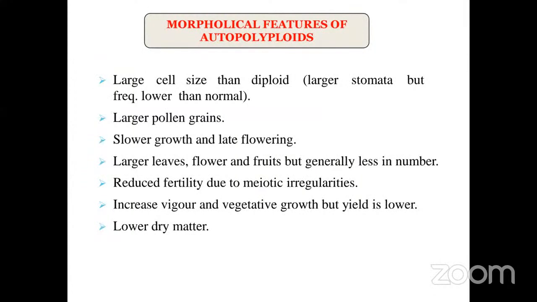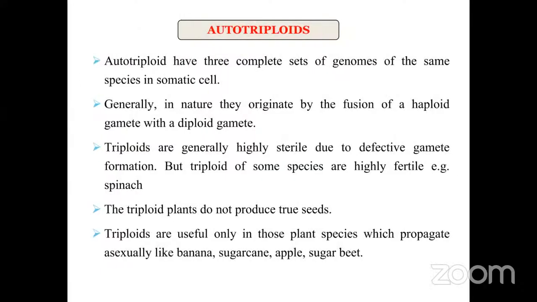Polyploids have larger cell size than diploids, a larger prolonged range, slower growth and late flowering, and larger leaves, flowers, and fruits. These are the various properties of autopolyploids. Now some examples of autotriploids. Autotriploids have three complete sets of genomes of the same species in somatic cells, meaning the basic chromosome number has been duplicated thrice, 3x.